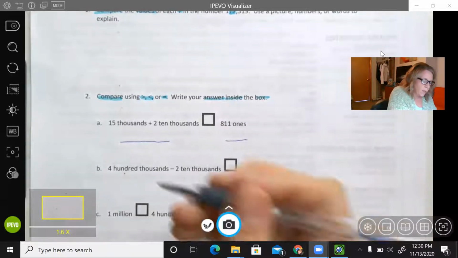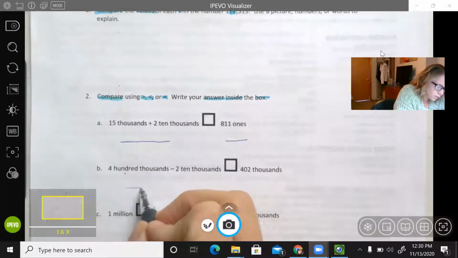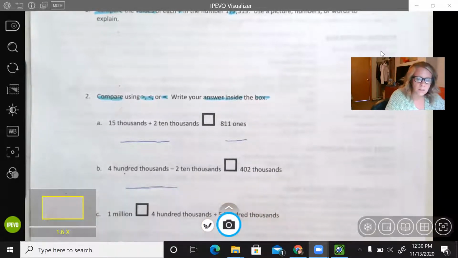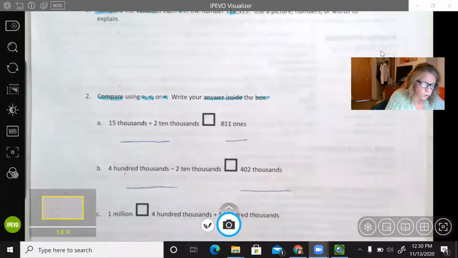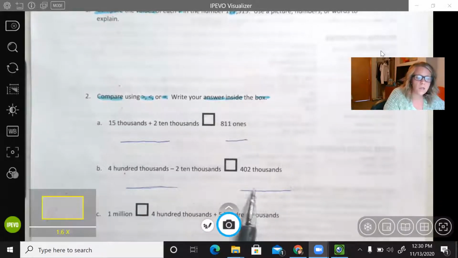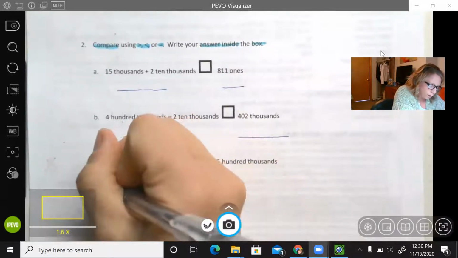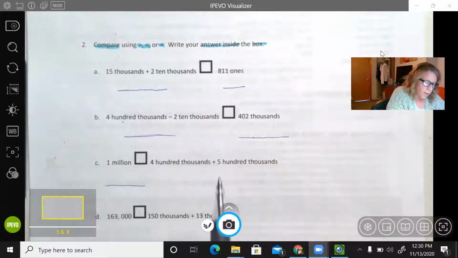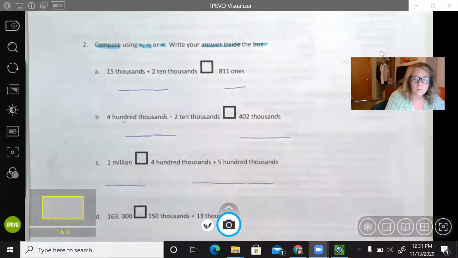For letter B, I want you to figure out what 400,000s minus 2 10,000s is and put that on the line. And then also in standard form, you're going to write what 402 thousands are. Then compare those two numbers using standard form. For letter C, same thing. I want you to write down the number 1 million, and then you have to figure out what 400,000s plus 500,000s is and put that on the line. That will help you to compare.